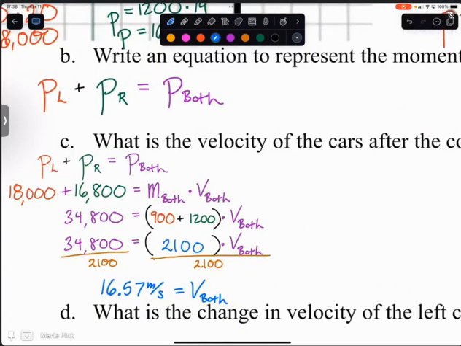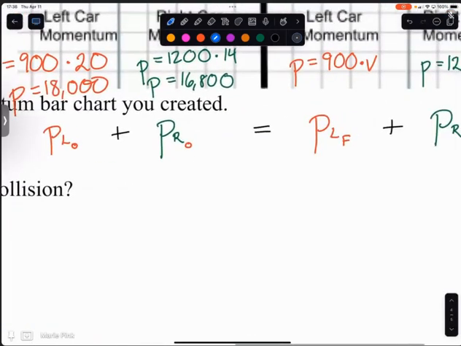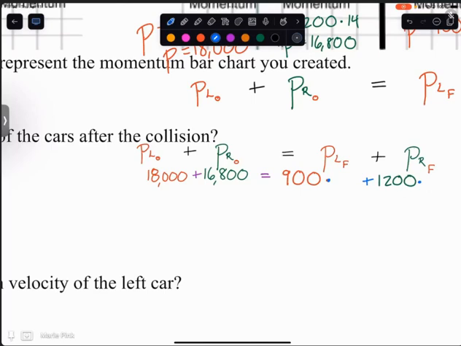So now I'm going to do it using the other equation and show you that it comes out exactly the same. So using this other equation, we already had those starting momentums, so I plugged those in. And then the issue is we don't know the velocity after the collision. So I end up with 900 times some velocity that I don't know and 1200 times some velocity that I don't know. But then what do I do with that?